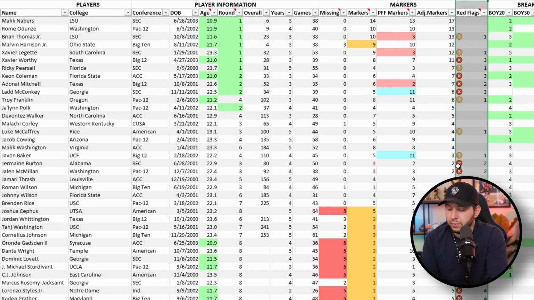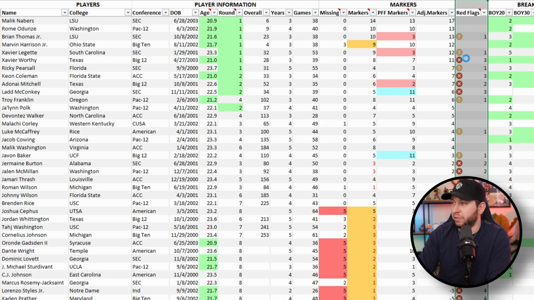You run a 40-yard dash slower than a 4.6. You have 3 or fewer markers hit in my marker system. That just means you're a bad prospect. And that you are 24 years old as a prospect or older. So again, any one of those things may not be super detrimental to a person's profile. Like BTJ has a red flag.